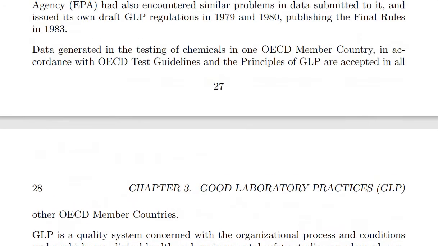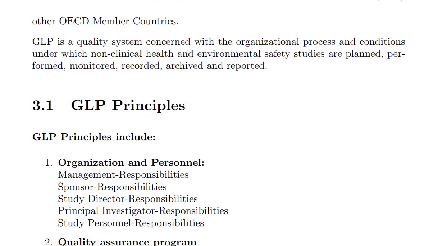Data generated in the testing of chemicals in one OECD member country, in accordance with OECD test guidelines and the principles of GLP, are accepted in all other OECD member countries. GLP is a quality system concerned with the organizational process and conditions under which non-clinical health and environmental safety studies are planned, performed, monitored, recorded, archived, and reported. So GLP means good laboratory practices.